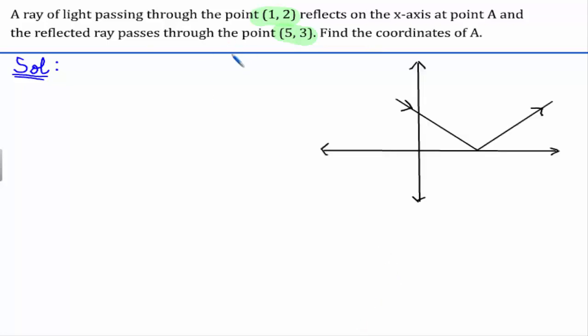Now let us try to understand the question with the help of the picture. A ray of light passing through the point (1, 2), say here is the (1, 2), and reflects on the x-axis at point A. Let us assume this point as (A, 0). And the reflected ray, here is the reflected ray, passes through the point (5, 3).